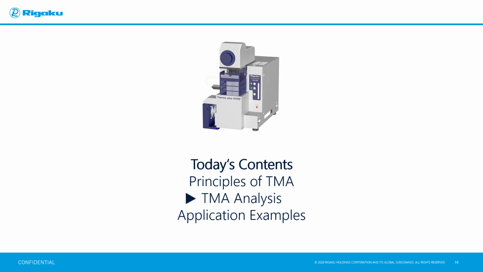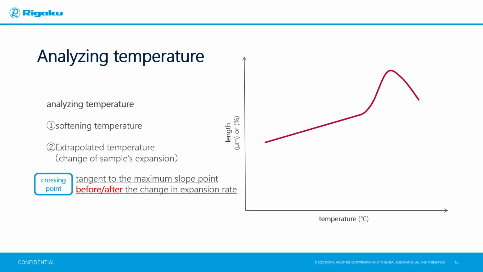In the slides so far, we have explained the TMA instrument and measurement principle. Next, we will explain how to analyze the TMA curve. From the TMA curve, the temperatures at which the material's mechanical properties can be evaluated are analyzed. For analysis of softening temperature and deformation point, the temperature at which sample expansion reverses to shrinkage is analyzed.